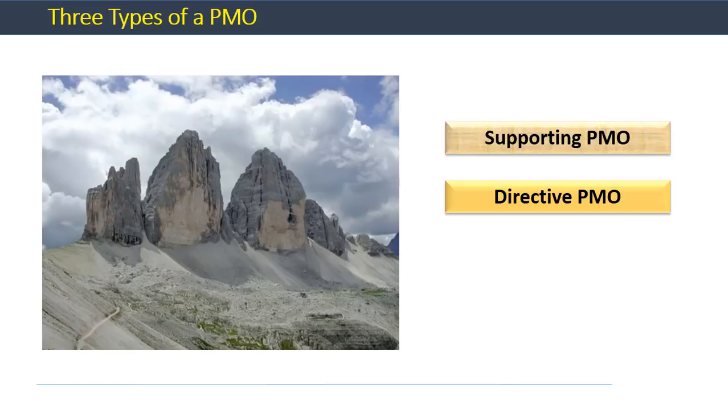The third type of PMO, called the controlling PMO, falls in between the first two types. This type of PMO, although it may not have complete authority on running the projects and programs, has the authority to enforce standards and methodologies through audits and other measures.